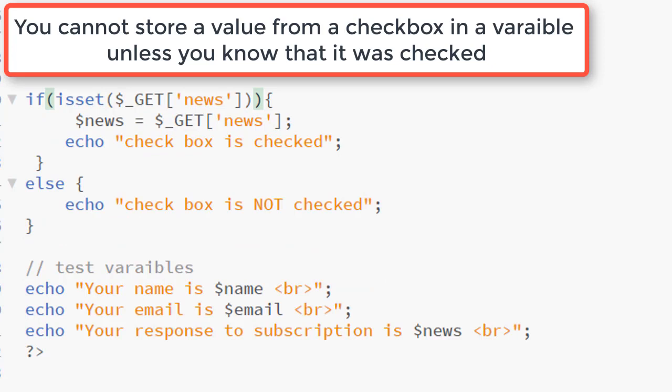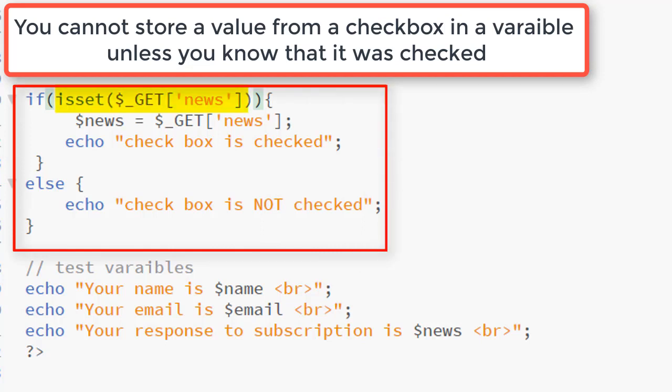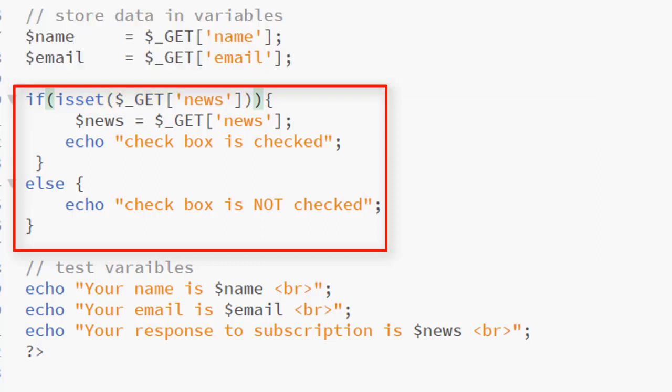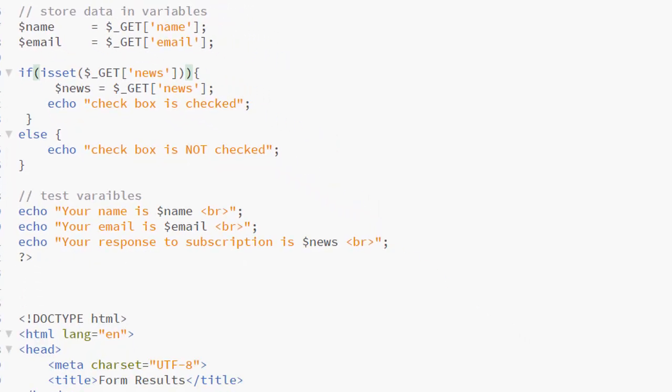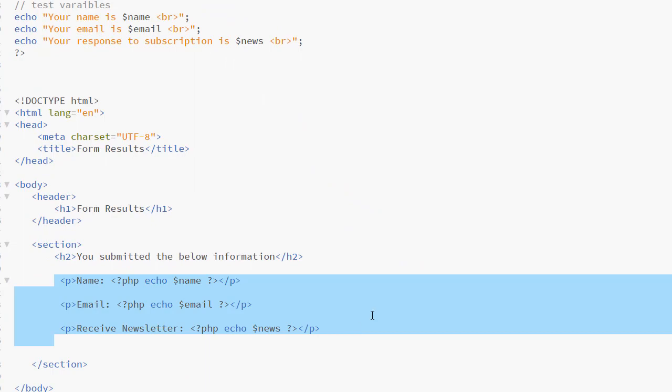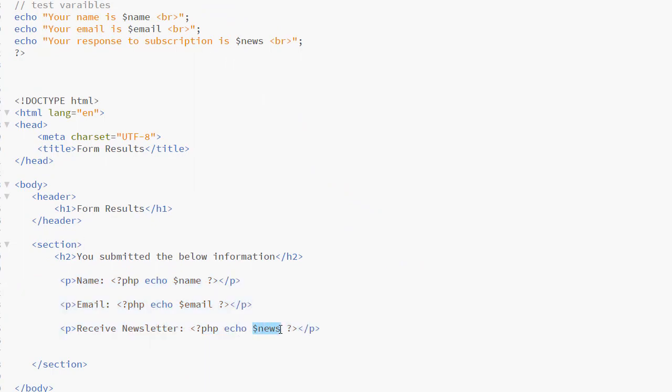Before you try to store a value from a checkbox or a radio in a variable, you first need to determine whether or not it was checked. That is done using the PHP isset function. What do I mean by isset? It means that a value is set for that name, and that will only happen when it is checked. I can test my statement with an echo saying it is checked, else it is not checked. Now I would also like to draw your attention to some PHP in the body. And again, I am using $news, and I will get an error message on this.